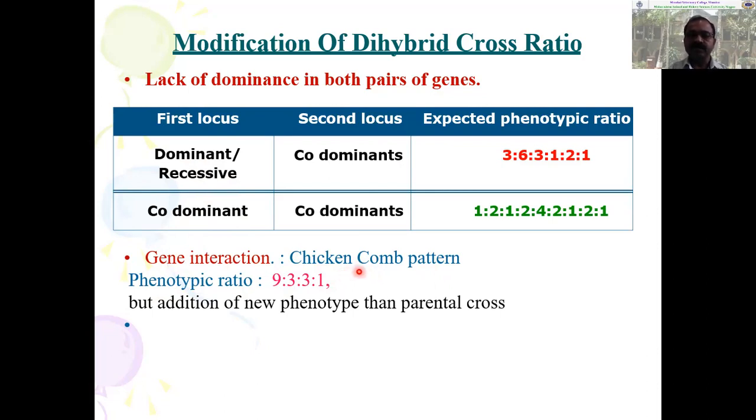Whenever a pea comb variety was crossed with the rose, the F1 were walnut, and when these walnuts were crossed amongst themselves, it produced 4 different types of phenotypes, in a proportion of 9 walnut, 3 rose, 3 pea, and 1 single comb variety, which was neither in the F1 cross nor in the parental generation. So though the ratio remains 9:3:3:1, we have an additional phenotype. So this is the first kind of modification of Mendel's dihybrid ratio.